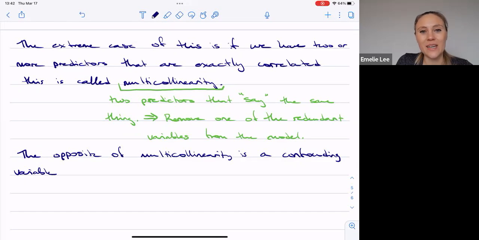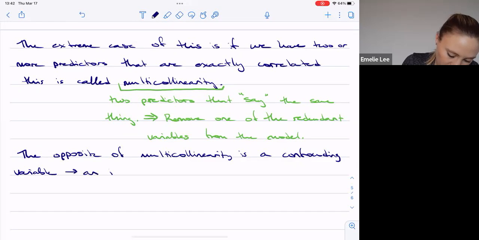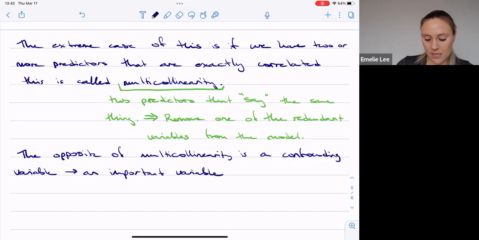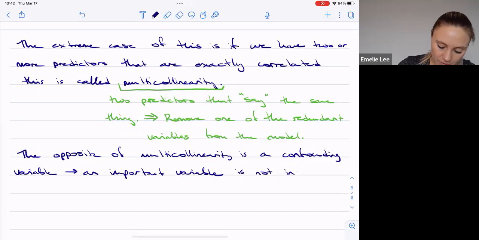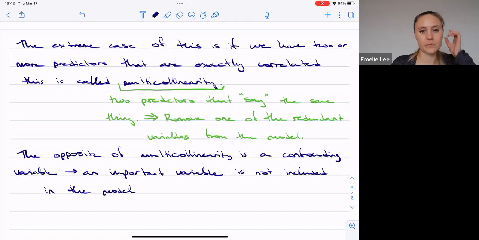Right, which is really when an important variable is not included in the model. But it's affecting the relationship, right? So it's possible that that variable is in your data set, but usually it's not included in your data set, right? It hasn't been measured. So then you would try to find a variable that could stand in for that variable, right?